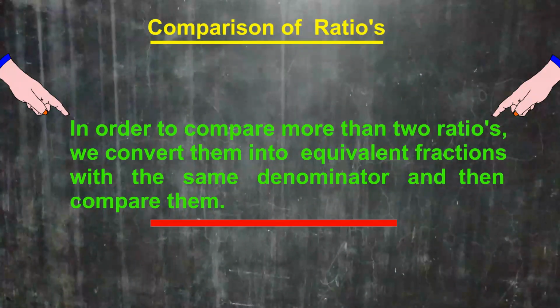Comparison of ratios. In order to compare more than two ratios, we convert them into equivalent fractions with the same denominator and then compare them.